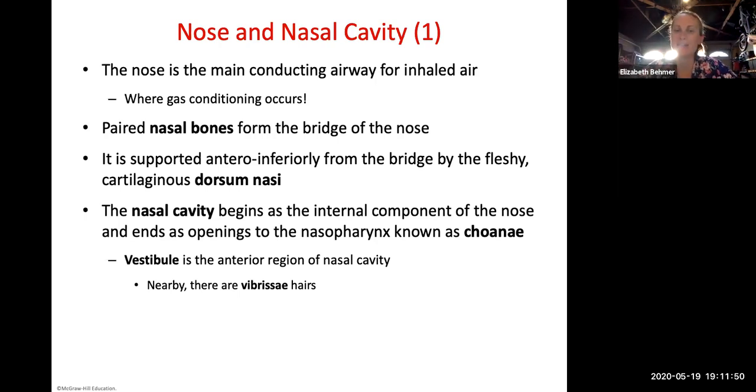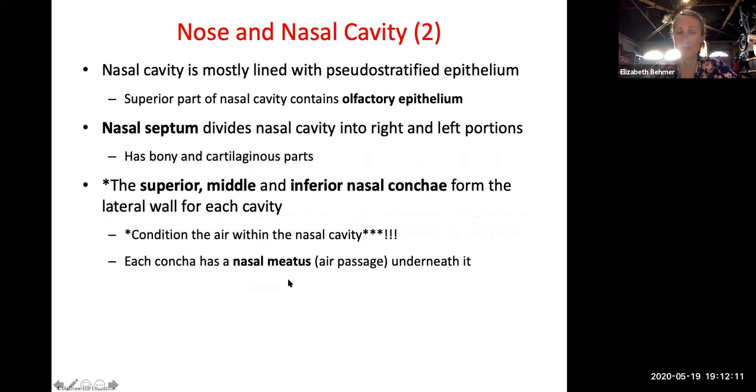And the nasal cavity begins as the internal component of the nose, and it ends as openings to the nasopharynx. And those openings are known as choanae. The vestibule is the anterior region of the nasal cavity, and that's where you have the little nose hairs. Nose hairs are good for trapping anything that you could be breathing in. It's lined with pseudostratified epithelium.